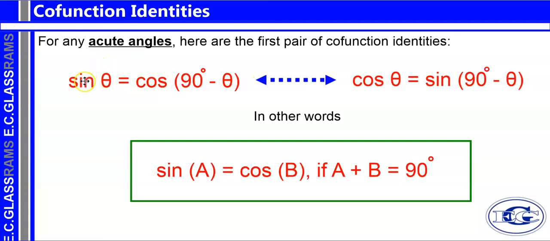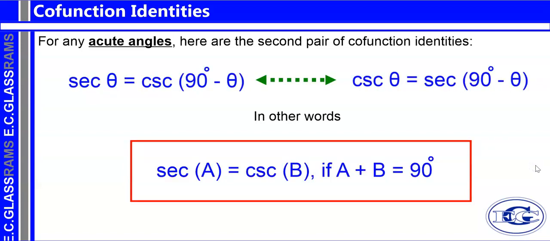Starting off is that sine theta is equal to cosine 90 minus theta, and vice versa over here. In other words, sine angle A is equal to cosine angle B if A plus B is equal to 90 degrees. You guys might remember this as complementary angles where two angles add up to 90. That is crucial for you to remember for this topic itself.